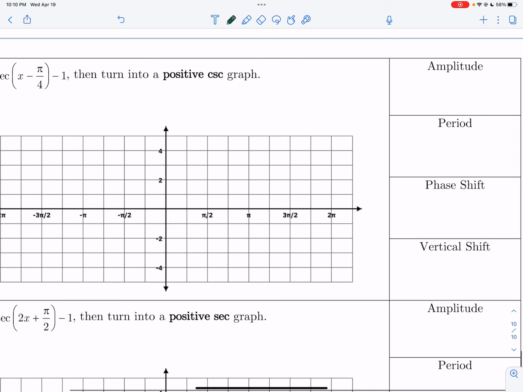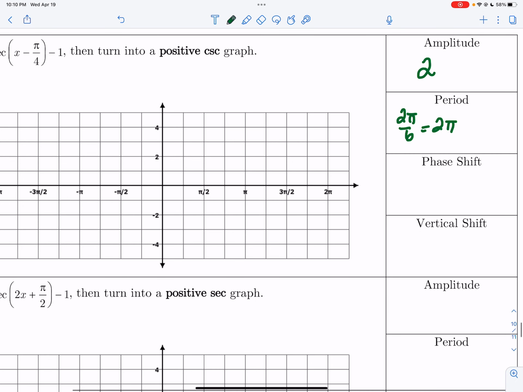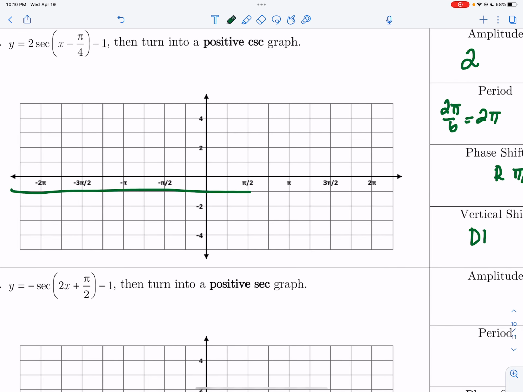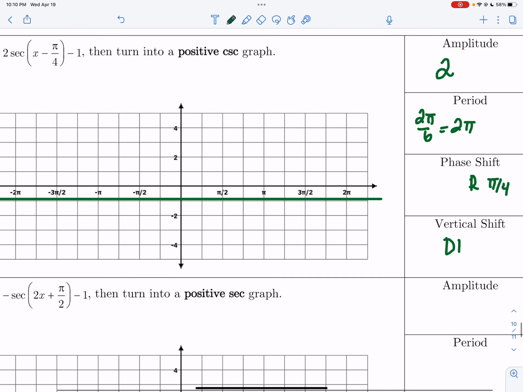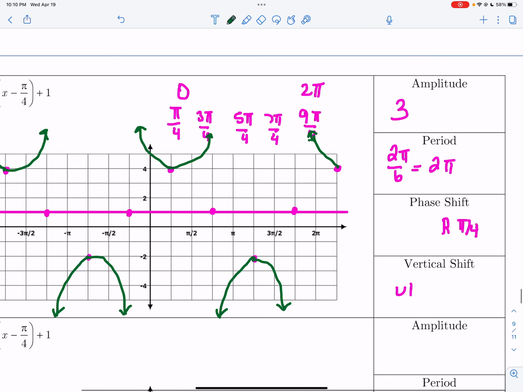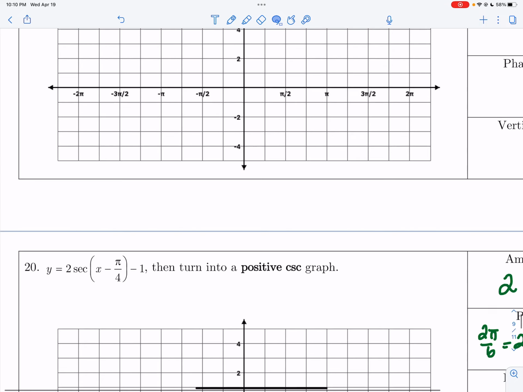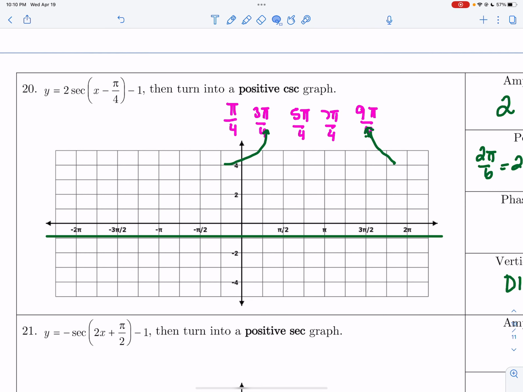My amplitude is 2. My period is 2 pi over b. In this case, it's just 2 pi. I have a phase shift of right pi over 4. And then I have a vertical shift of down 1, aka my midline. Okay, and I'm pretty sure I have right pi over 4 with a period of 2 pi somewhere. This thing right here. So we're going to use these points.